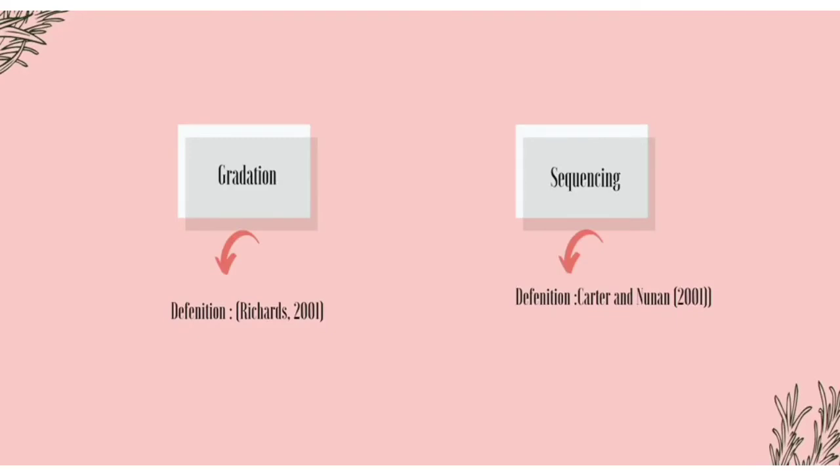Semantic sequence. Okay, according to Carter and Nunan 2001, sequencing is defined as how areas of knowledge, skills, and abilities are arranged in a syllabus or in teaching materials, so they describe a line of development.